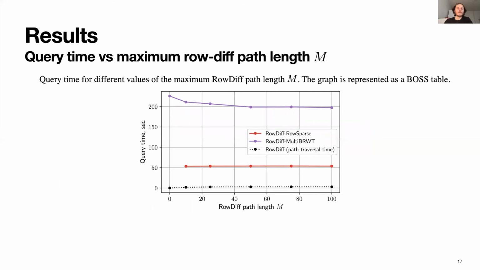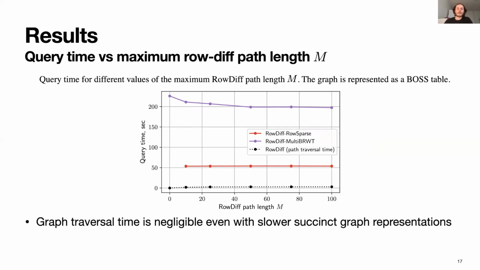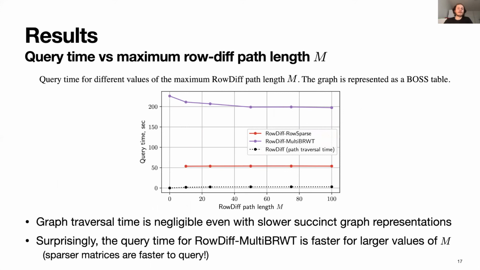Finally, we look at the choice of the maximum row-diff path length threshold and how it affects the query performance. We see that the graph traversal time makes up a negligible part of the total query time, even despite the fact that we used a succinct graph representation with slower traversal. There is no noticeable effect of the value of M on the query time when the transformed matrix is encoded in the row sparse representation, and for multi-bubble T, surprisingly, queries become even faster for larger values of M.